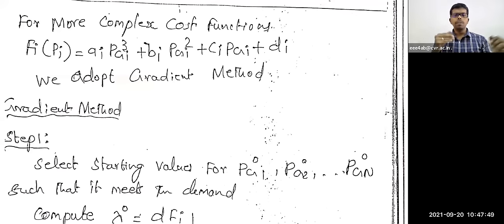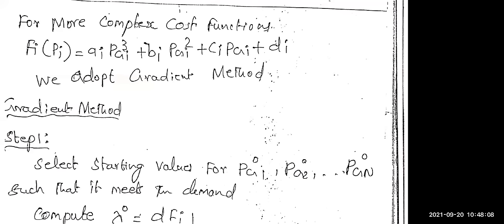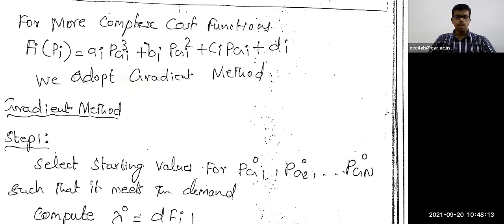Okay, so now we are going for complex terms like a_i P_G cube plus b_i P_G square plus c_i P_G plus d_i. If the fuel cost function itself is framed like that, then we adopt this gradient method. So what is the gradient method? The gradient method is one of the algorithms in which you can simply solve the same problem in some five or six steps, and you can attain the answer easily.